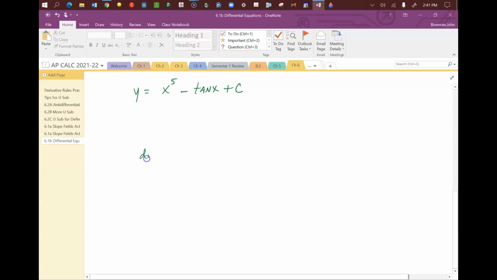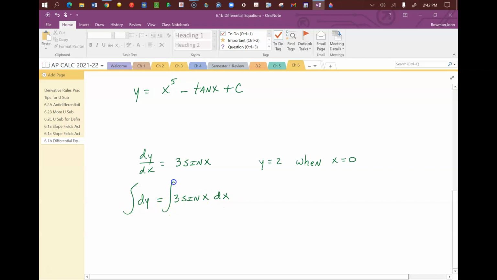So as an example, let's say dy/dx is equal to 3 sine of x, and we happen to know y is equal to 2 when x is equal to 0. Okay, so we're going to solve the differential equation. So dy equals 3 sine of x dx.